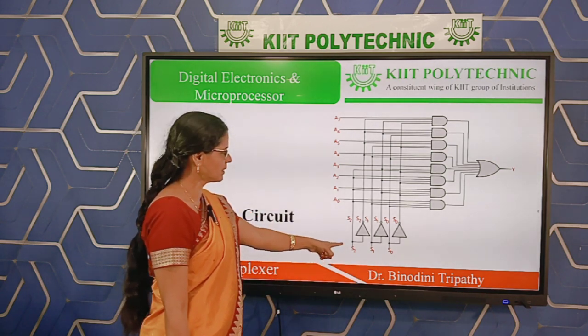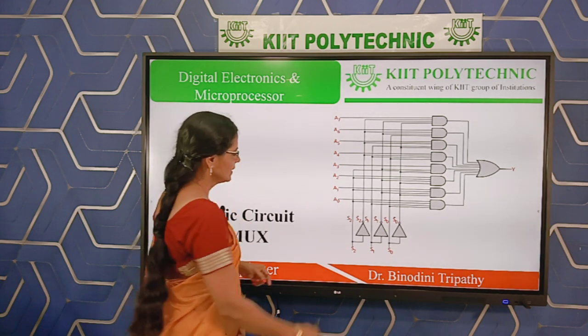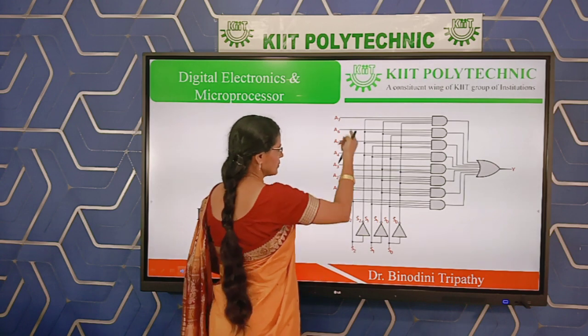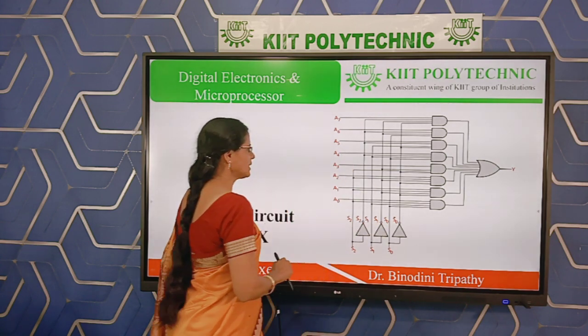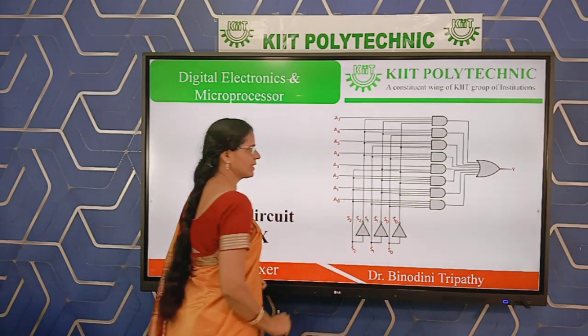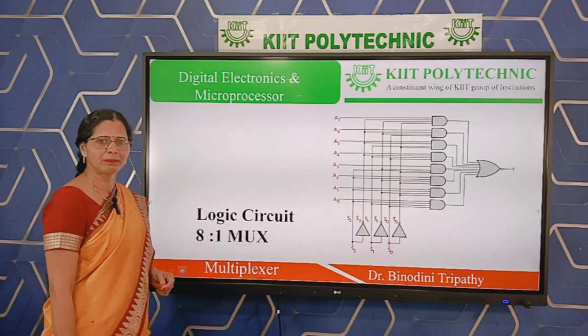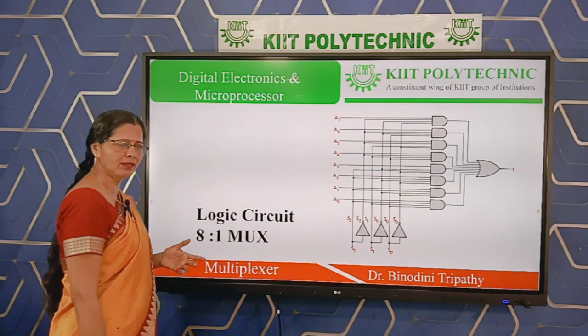Now see the implementation process. This is as I drew on the slide. You have 3 selection inputs directly available and their complemented values also available. Then as per your Boolean expression, you have to apply the corresponding input to each AND gate, just like in 2:1 we are applying. First try, if not possible, then again I will repeat.